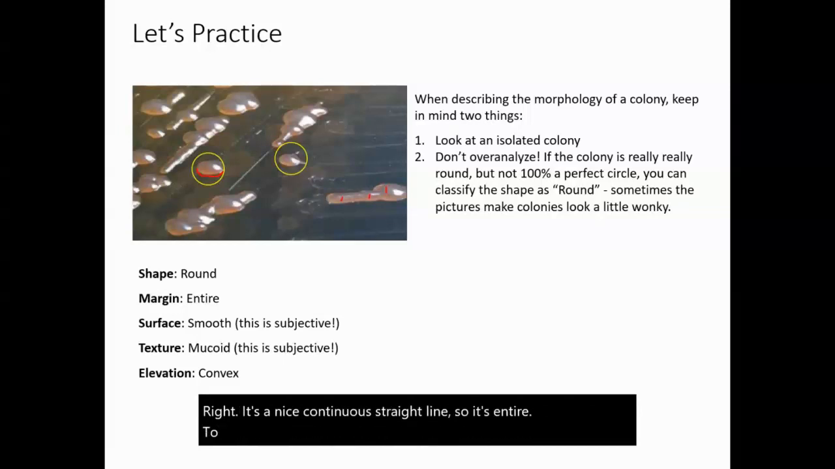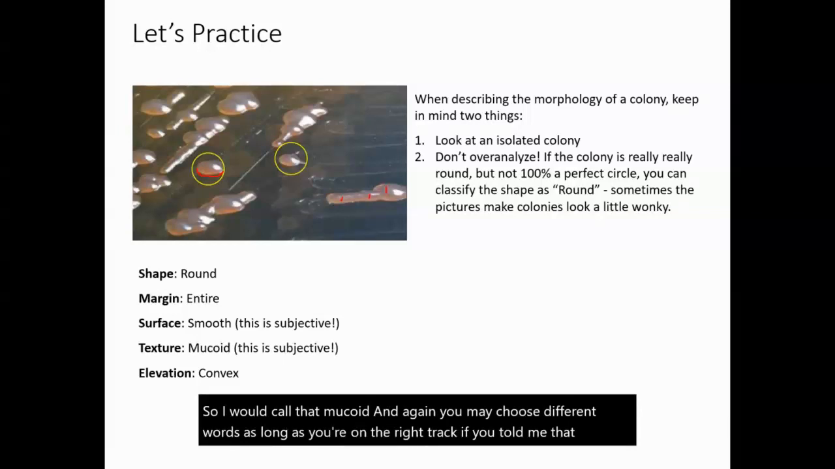To me, the surface looks smooth. The texture, it kind of looks like if I touched it, it would be tacky. So I would call that mucoid. And again, you may choose different words as long as you're on the right track. If you told me that the surface was wrinkly, then you'd lose points. But if you chose something other than smooth, depending on what it was, probably okay.